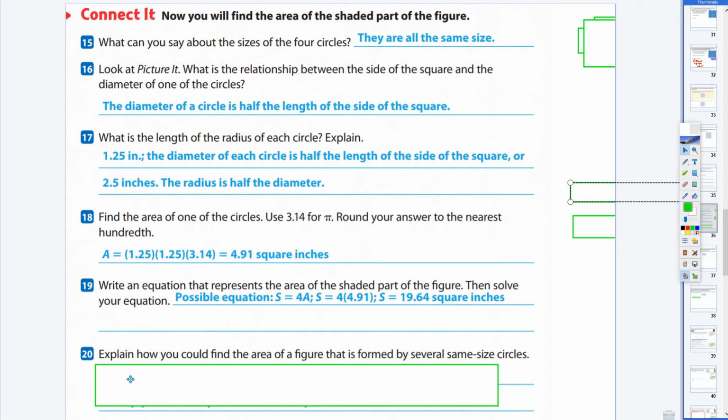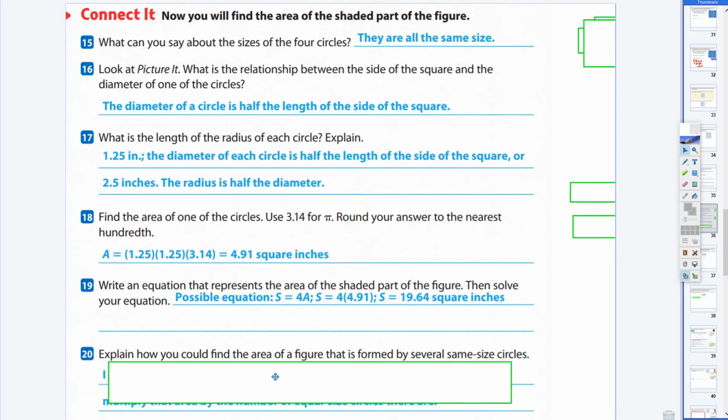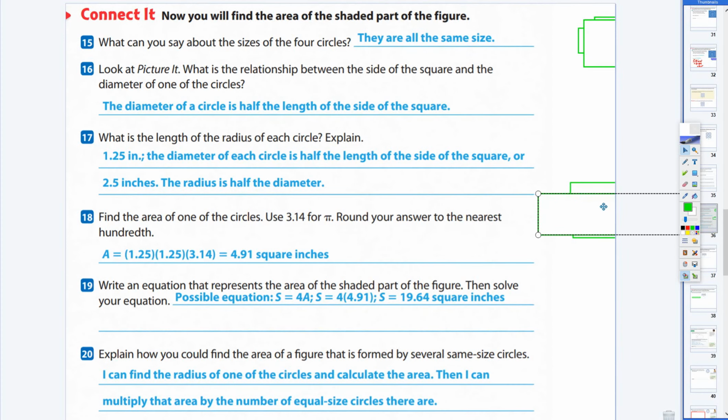Last question says, explain how you can find the area of a figure that is formed by several same size circles. I can find the radius of one of the circles and calculate the area, because I have the formula, pi r squared. Then I can multiply that area by the number of equal sized circles there are. Okay, because every circle will be congruent.